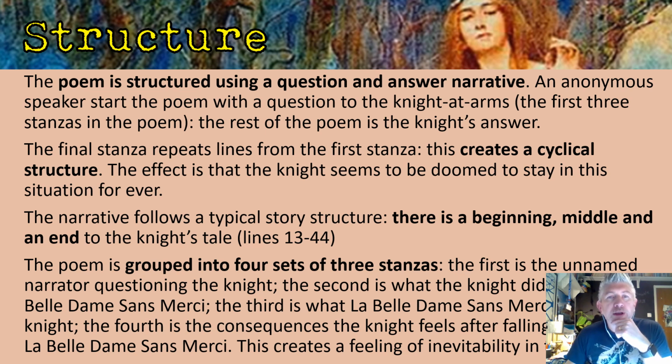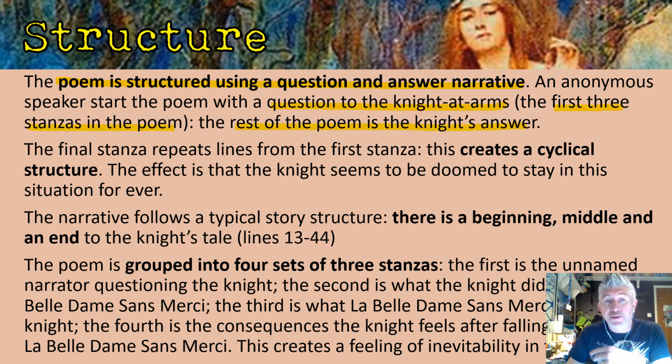The poem has got a structure to it. All texts have got a structure of some sort or other, and La Belle Dame Sans Merci is no exception. The poem starts off using a question and answer narrative. An anonymous speaker, a random person, has found the knight in this terrible situation. And in the first three stanzas of the poem, asks the knight questions like, "What's happened to you? Why are you here? Why do you look so ill?" That kind of thing. So there's a series of questions to the knight at arms in the first three stanzas, and the rest of the poem is the knight's answer.